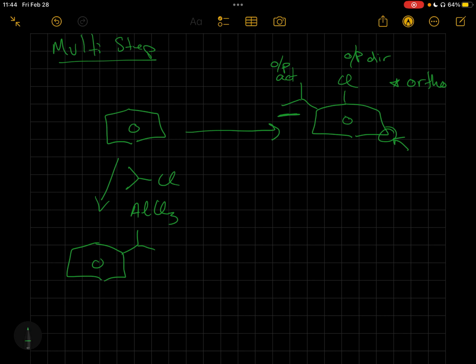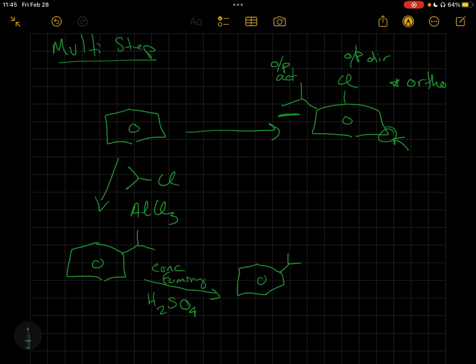Now we're going to want to put in a blocking group. If we tried to introduce the chlorine now, we would get a lot of para substitution and some ortho substitution. But the isopropyl is bulky enough, para would be the major product. So let's be a little more cautious and a little more careful in our chemistry and put in a blocking group instead of just taking the loss on our percent yield.